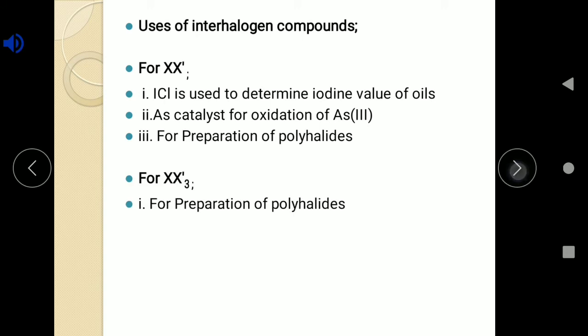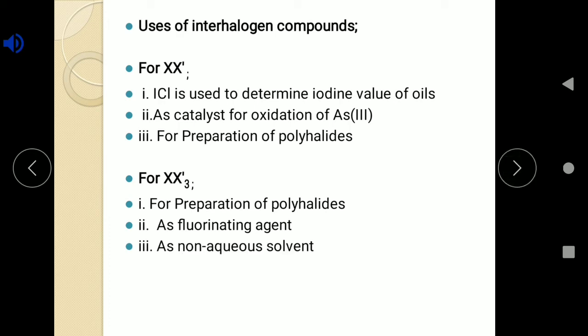The next type is XX'3, which is also used for preparation of polyhalides. Poly means many halogens come together to form polyhalides. As a fluorinating agent, XF3 always has fluorine in excess, hence it is used as a fluorinating agent. It is used as a non-aqueous solvent. Aqueous solvent means water. As you know, in most reactions we use water as a solvent, but when there is a requirement for a non-aqueous solvent, then these trihalides or interhalogen compounds are used.